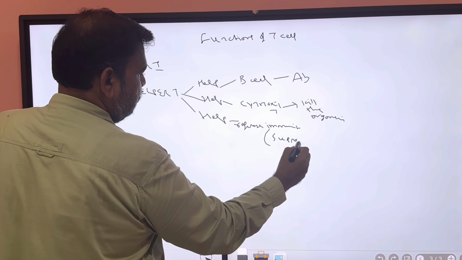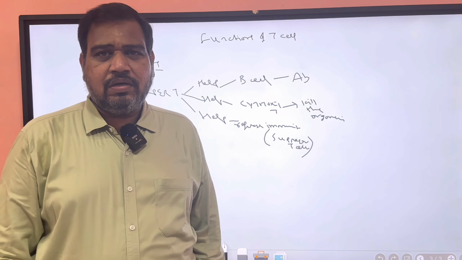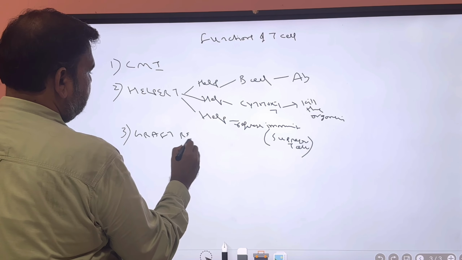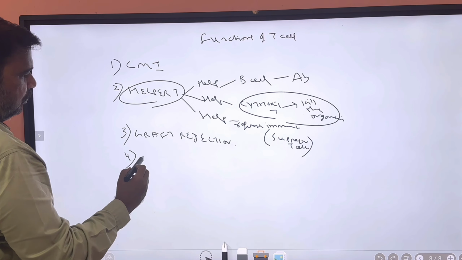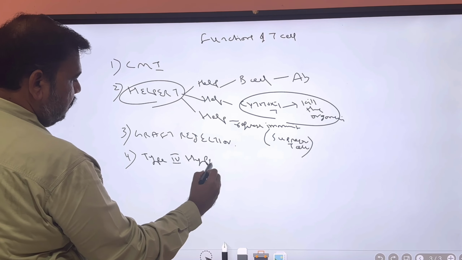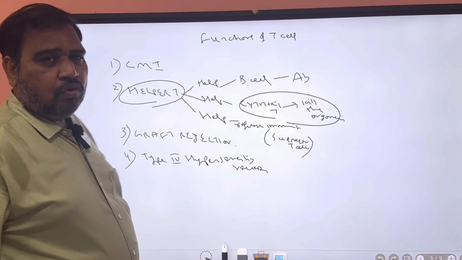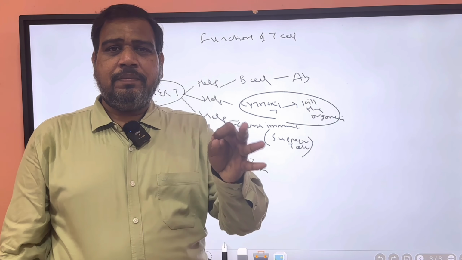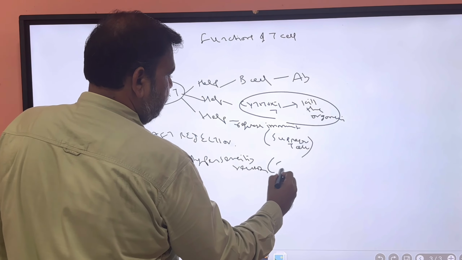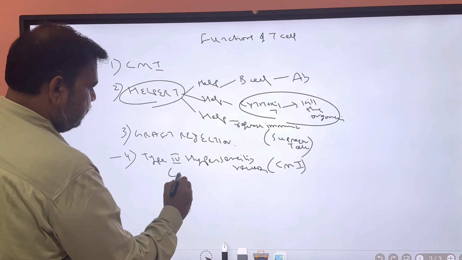Suppressor T cell. Suppressor T cells are also called regulatory T cells. T cells also help in graft rejection, another function. Fourth one, type 4 hypersensitivity reaction. Note it down. There are 4 types of hypersensitivity reaction: type 1, type 2, type 3, type 4. Type 4 hypersensitivity reaction is cell mediated immunity, another function of T cell. And this type 4 we call delayed type hypersensitivity reaction.